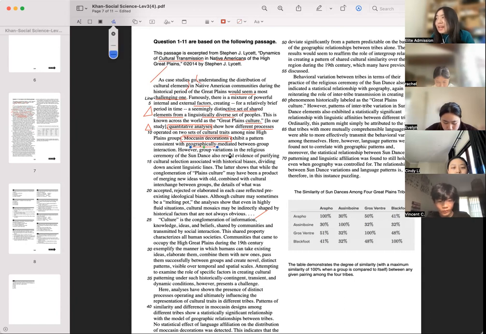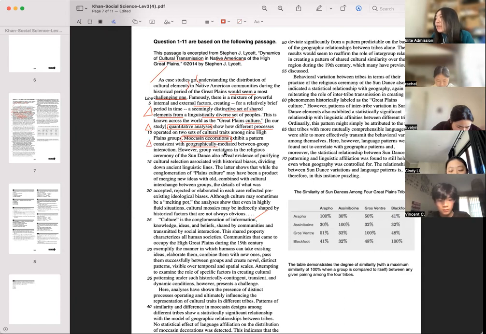Geographically. So again, another keyword shows up, another element shows up. All right, so what does that mean? Geographically mediated. Related, or I can think of it like geographic, related between-group interaction. However, consistent with that, so that's a sentence that's talking about the relationship.